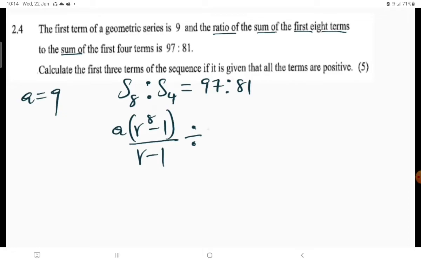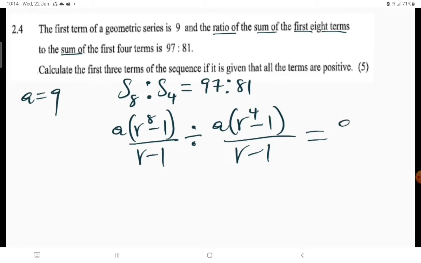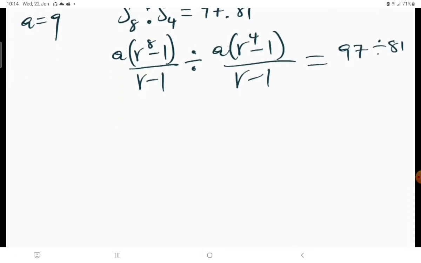Now continuing, we have a times r to the power of 4, because n is now 4, minus 1, all divided by r minus 1. Good. So this is equal to 97 divided by 81. You can put the division sign, or you can write it in that ratio form. Now, we know that this division can change to multiplication, so that we simplify our expression.